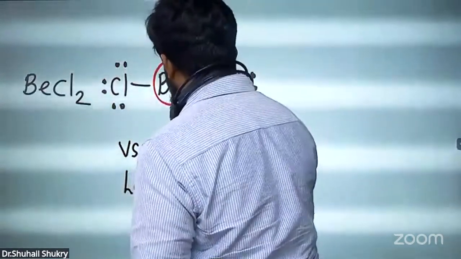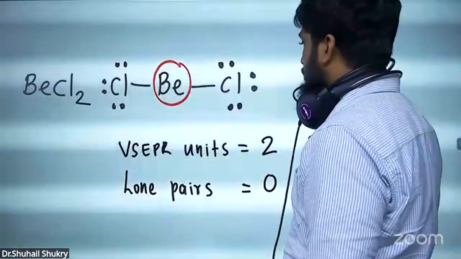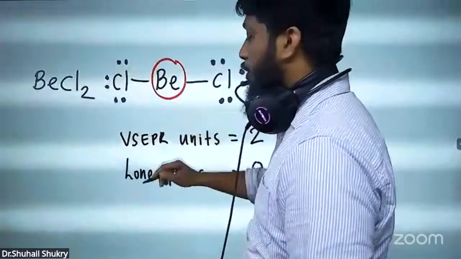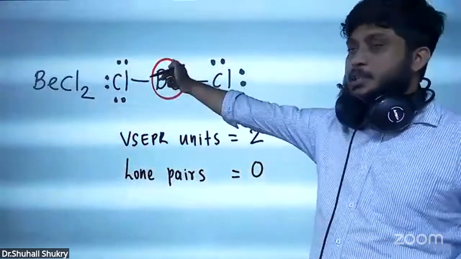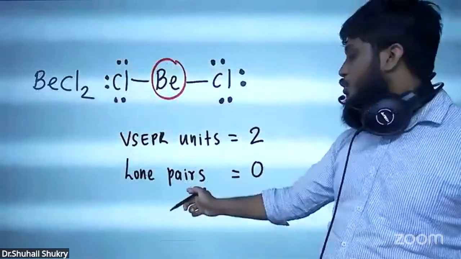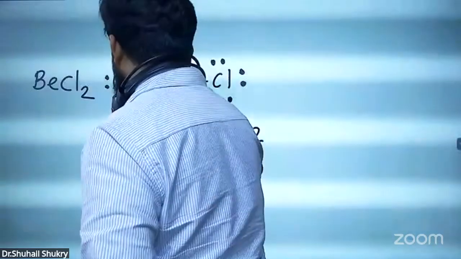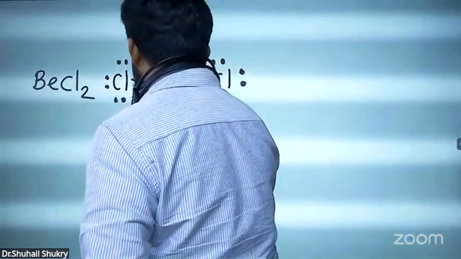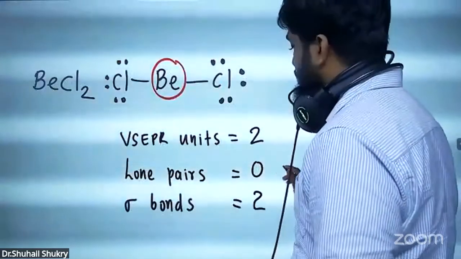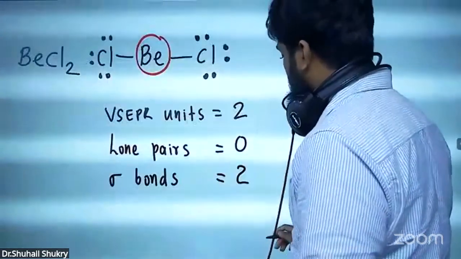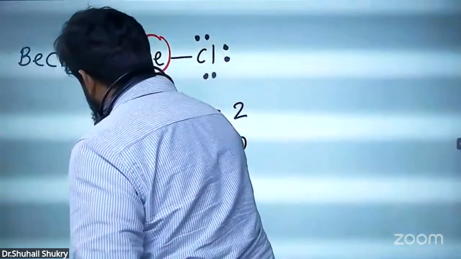Next, you write lone pairs. How many lone pairs are there? The answer is 0. No lone pairs around the central atom. We are talking only about the central atom, who is in the middle. Lone pairs are 0. Then you write sigma bonds. How many sigma bonds are there? 2. Then finally, I can write the shape.